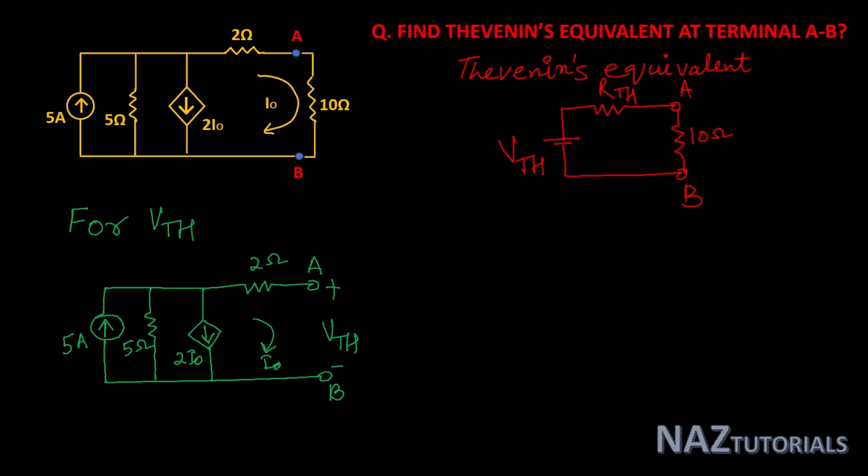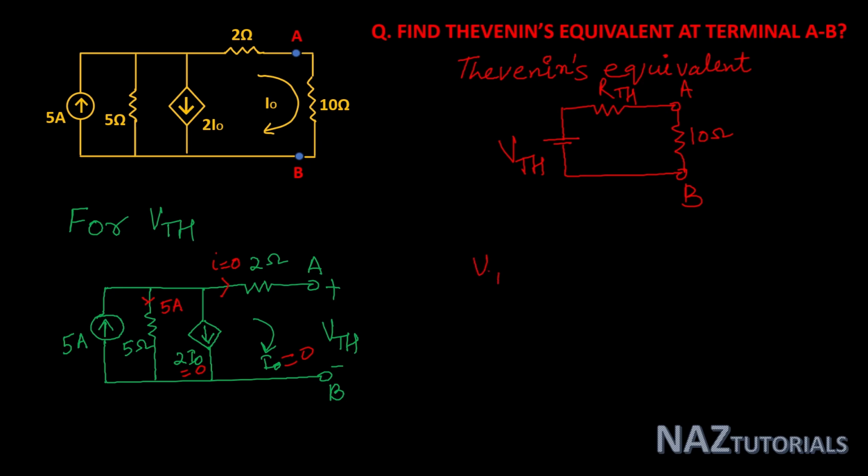As you see in this network, I0 will become 0. It means 2I0 will also become 0. So in this network there is only the 5 ampere current source response. If you see this response, then this 2 ohm current will also become 0 because it has an open path, and this 5 ampere current will circulate in this 5 ohm resistor.